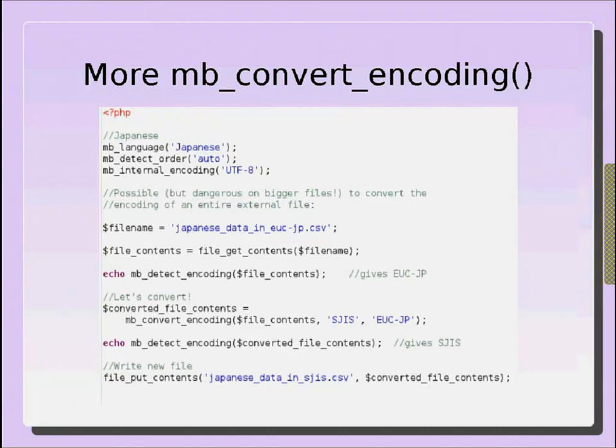Okay, so let's convert with mb_convert_encoding. Again, we give the to-encoding first. So we want to go to SJIS, which is an alternative Japanese encoding, and we're converting away from EUCJP. Again, just to check, after that we detect it and it says that yes, it's now SJIS, Shift JIS, and then we can just blast the file out, and that's one quick and simple way to convert an entire file. Okay.